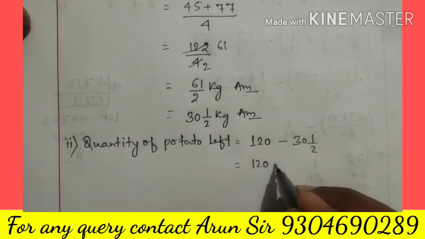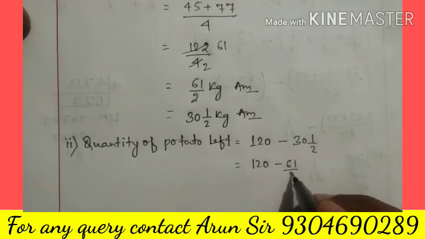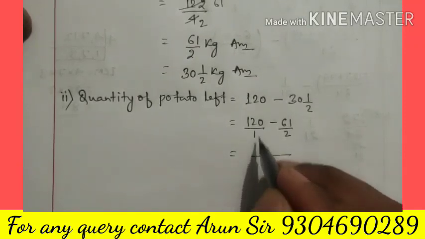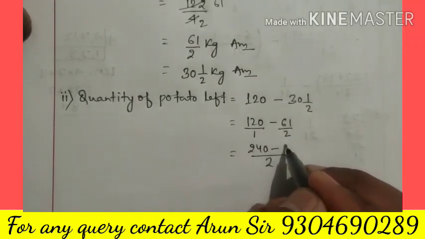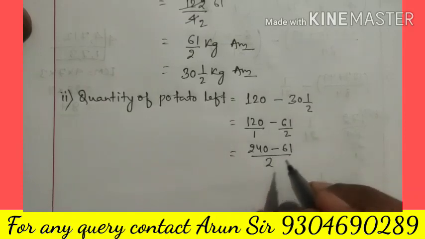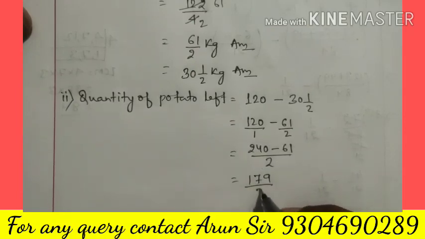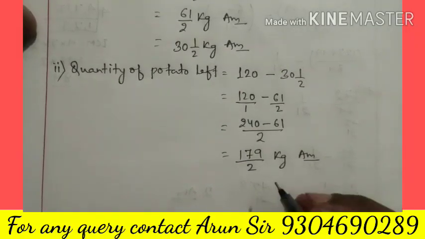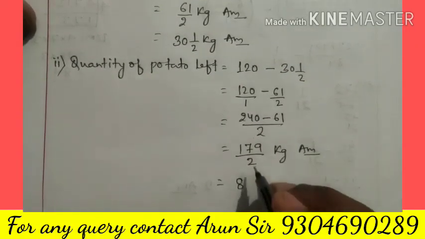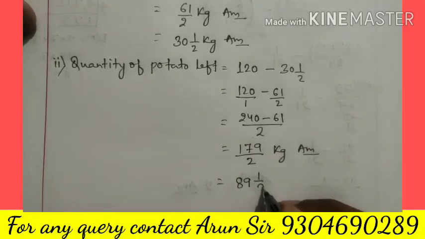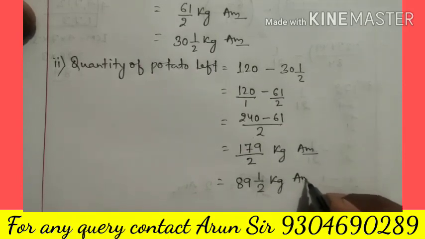Now 120 minus 30 whole 1 by 2 is 61 by 2. Here we will take 1, we will take the LCM. 1 2s are 2 into 120, it will be 240 minus 2 1s are 2, 1 61s are 61. We will subtract it. 10 minus 1, 9. Here 3, 1 carry, 13. 13 minus 6, 7. 179 by 2 kg. You can leave your answer here also, or if you want to convert we will convert. 2 8s are 16, carry 1, 1 9, 19. 2 9s are 18. 89 whole 1 by 2 kg. This will be your answer.